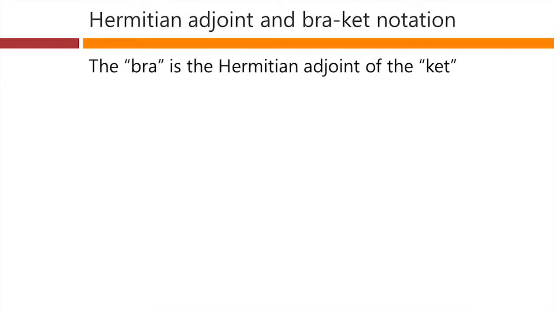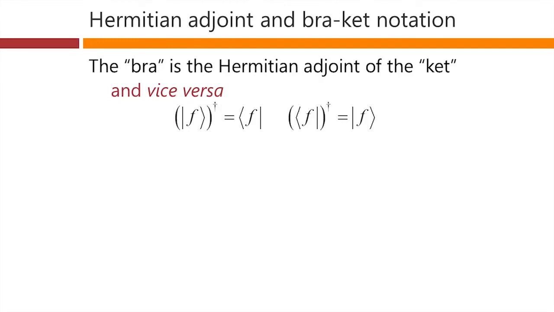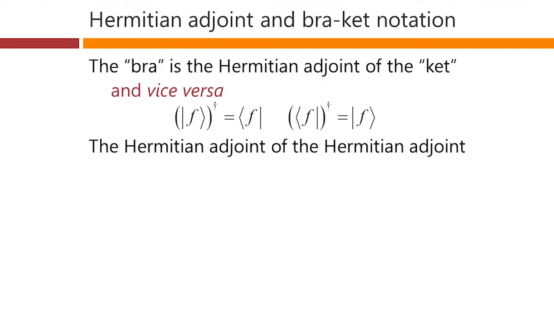Now, the Bra is the Hermitian adjoint of the ket, and vice versa, the other way around as well. So if we take this ket vector here and take the Hermitian adjoint, that's the same thing as the bra vector for the same function. And similarly, if we take the bra vector and take the Hermitian adjoint of that, we get the ket vector for the same function. The Hermitian adjoint of the Hermitian adjoint just gets us back to where we started.